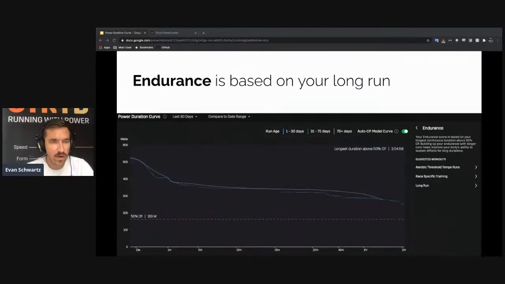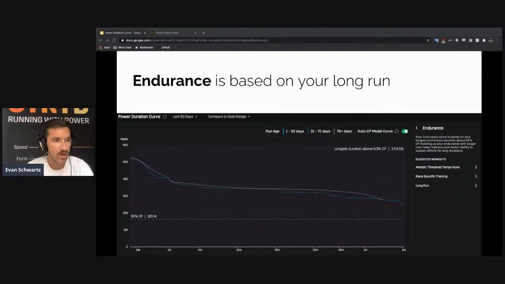And this is based on your long run, your longest duration above 50% of critical power. Your endurance score is based on your longest or continuous duration above 50% of critical power. Building up your endurance with longer runs helps improve your body's ability to sustain efforts for long durations. Suggested workouts that contribute to this are, no surprise, aerobic threshold tempo runs, race-specific training for me because I am training for a marathon, as well as long runs. So very important to understand the things that help as well.